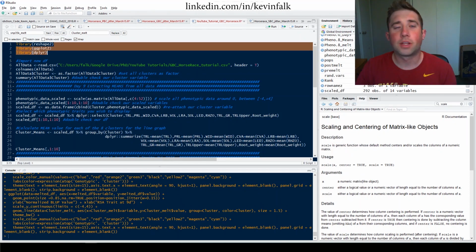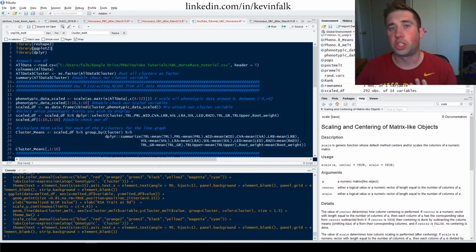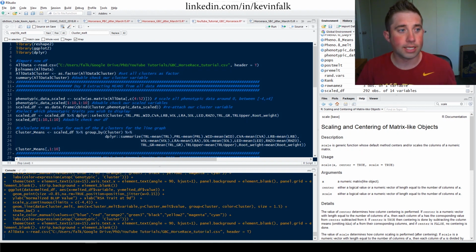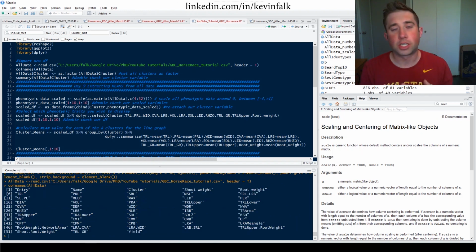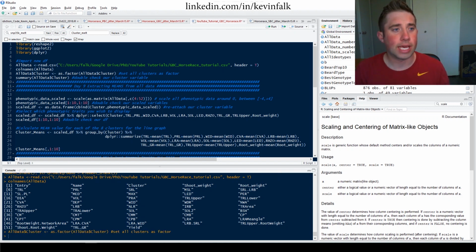And we'll be using 3 different packages in R today: the reshape package, the ggplot package, as well as the dplyr package. So I'm going to bring that data set into my environment, name it all data, and get a look, make sure those column names line up with the column names that we're just looking at in Excel, and they do. I want to ensure that the cluster is a factor.